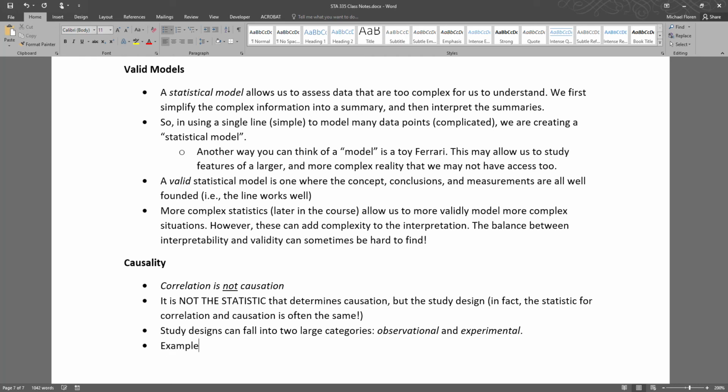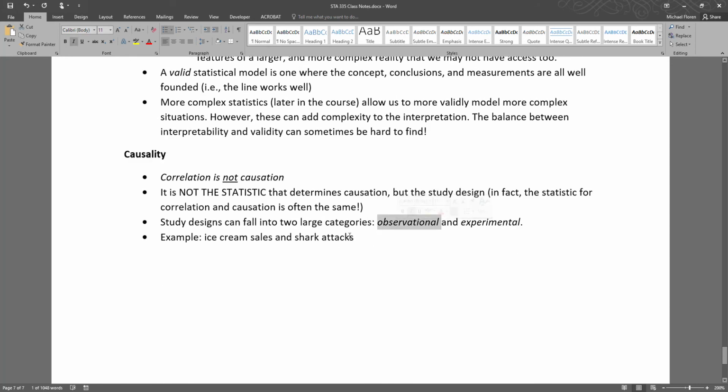Real quick, I want you to think of an example. This is one of my favorite examples, so if you've been in my class, you've probably heard this before. This is ice cream sales and shark attacks. If we look at raw data, if we didn't do anything else but just observed the data, this would be an observational study, we would notice a reasonably high correlation between ice cream sales and shark attacks.